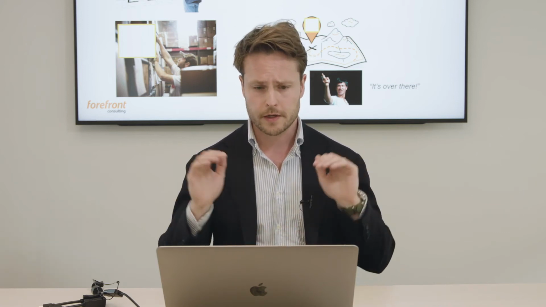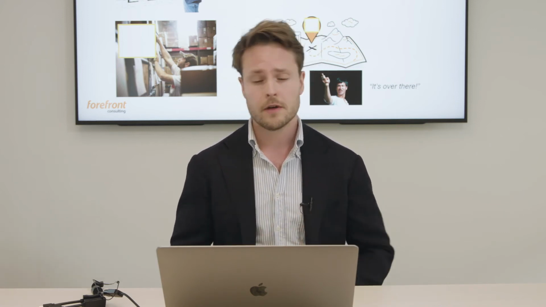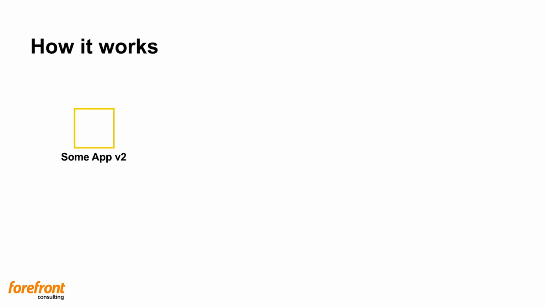So let's go a little bit more in depth on how it actually works. Let's say we have version 2 of some application. Still, we're using the yellow square as representative for our application.